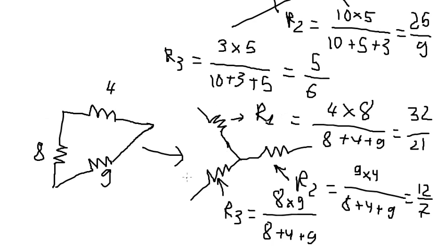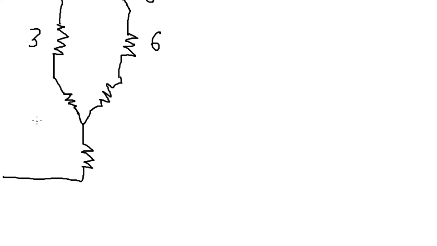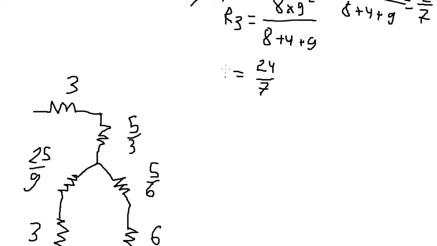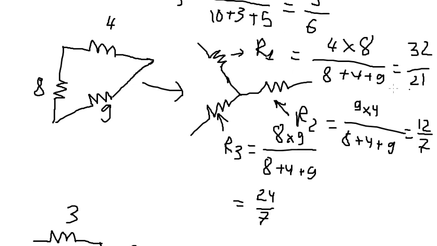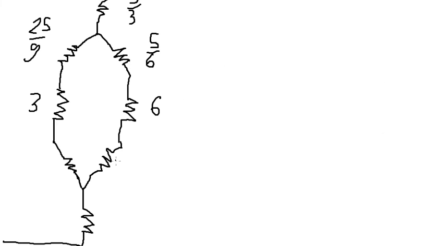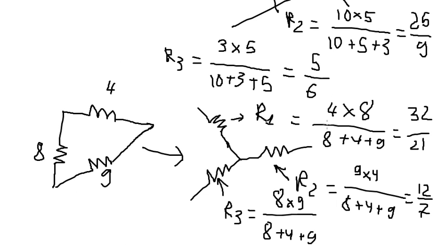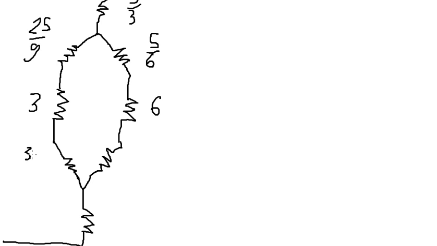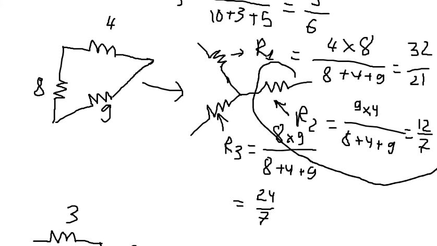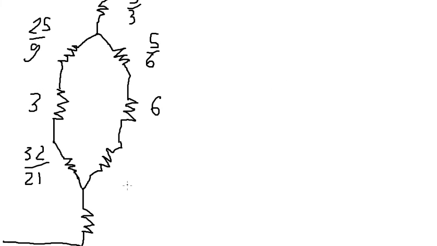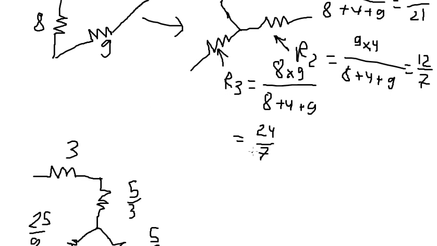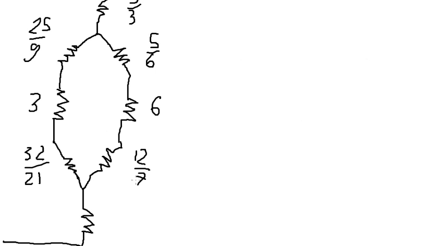And this one is R1. We have 32 over 21 because we go in this way and this way in here. So this is for this one. And this one is from here, so we have 12 over 7. And the last one is 24 over 7.